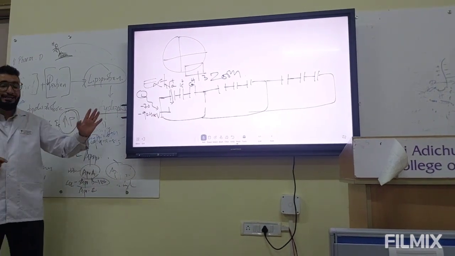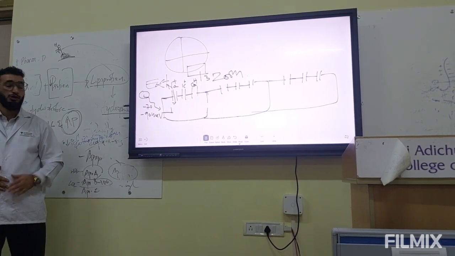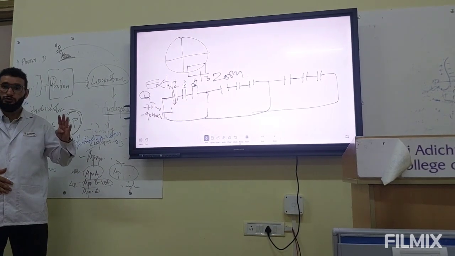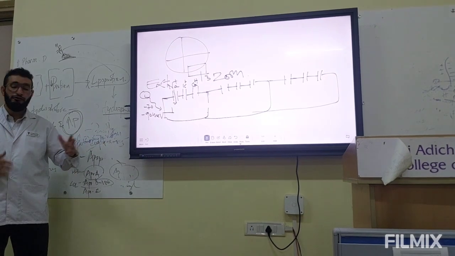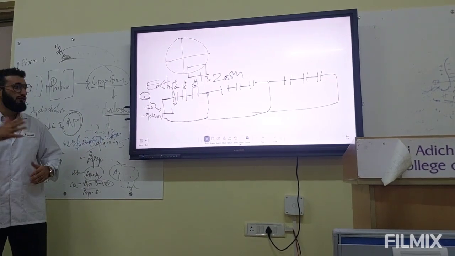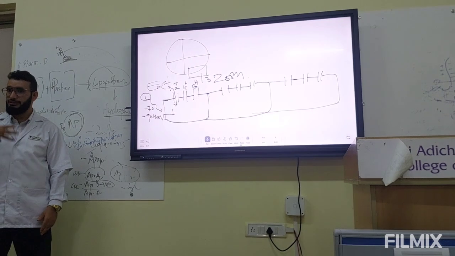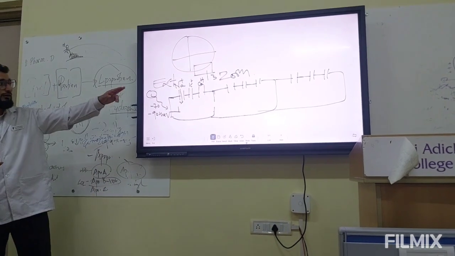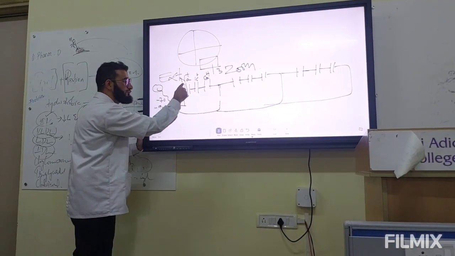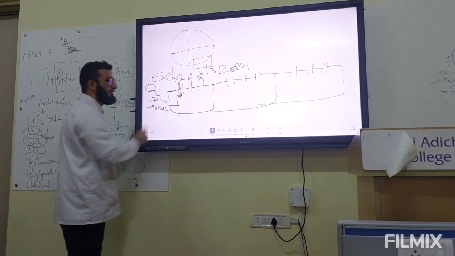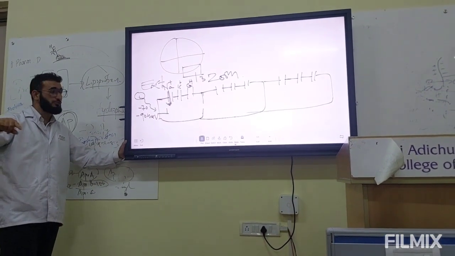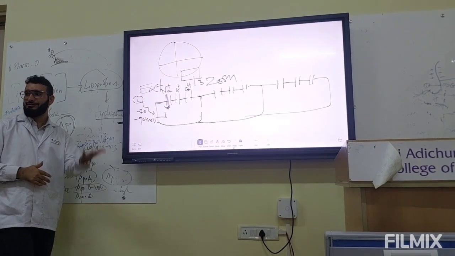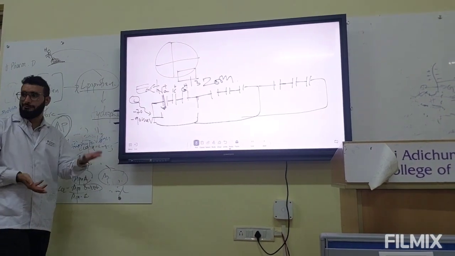Minus 70 millivolts is the threshold potential. So what is threshold potential? Threshold potential is the potential which causes a rush of sodium influx, which causes rapid stimulation of the sodium channel. When there is an influx of sodium, the negativity tends to decrease because the positive ions are coming inside.